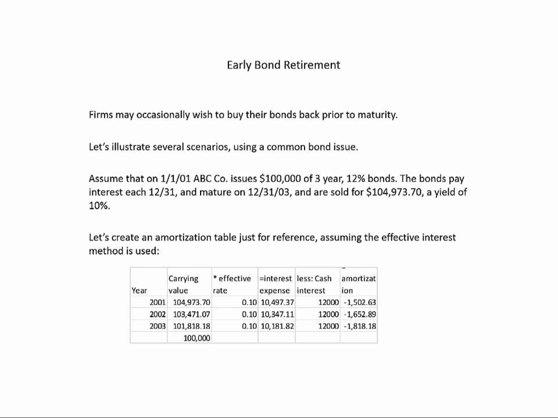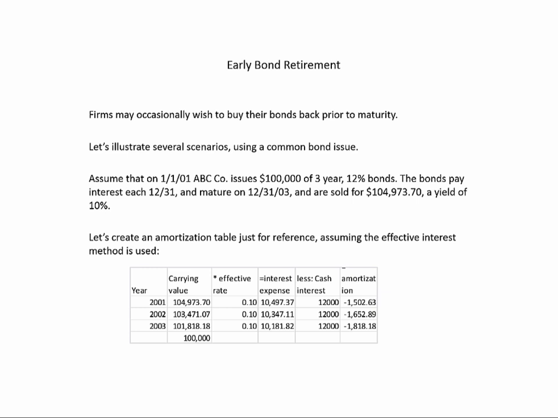Now you may wish to, just for the fun of it, confirm that the present value of those cash flows discounted at 10% would in fact be $104,973.70. Again, give or take a small rounding error depending upon how you do it. We're going to use the effective interest method on all these. So let's set up an amortization table.